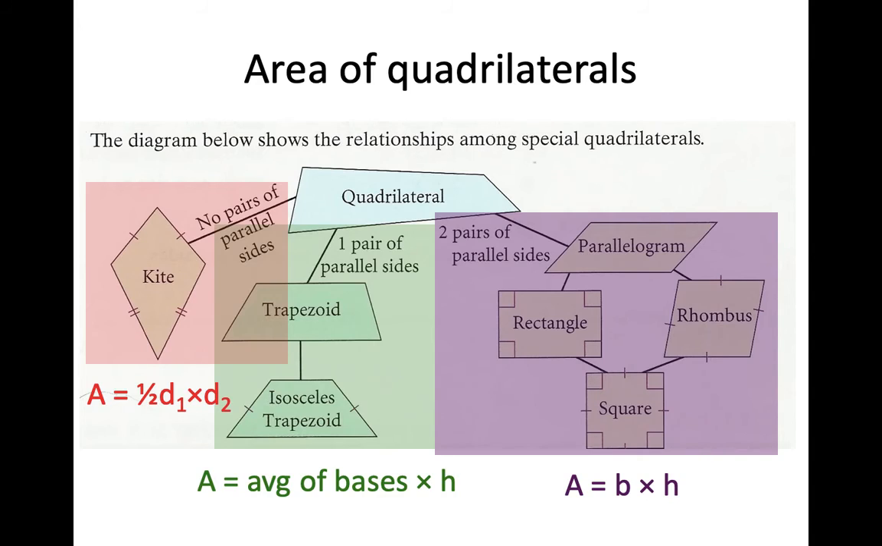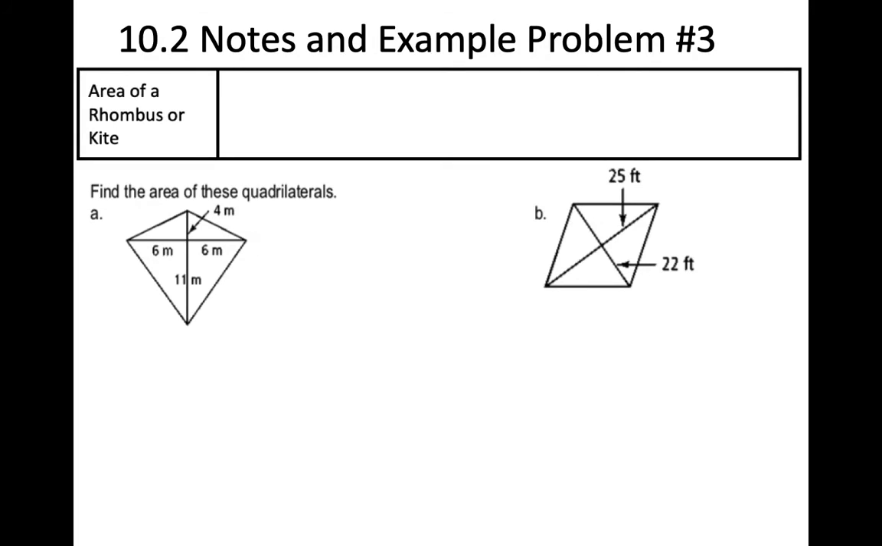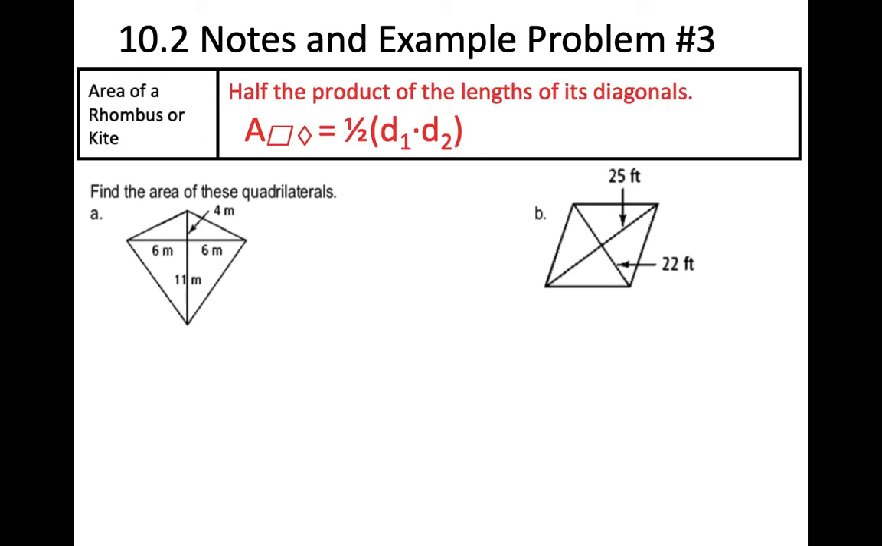Since kites are defined as having adjacent sides congruent, this formula would also work for other shapes where the adjacent sides are congruent. So for example, rhombuses and squares, the formula 1/2 diagonal 1 times diagonal 2 also works. So let's do an example. First of all, the formula is half the product of the lengths of the diagonals, or as I said, 1/2 diagonal 1 times diagonal 2. So let's find the area of this kite here.